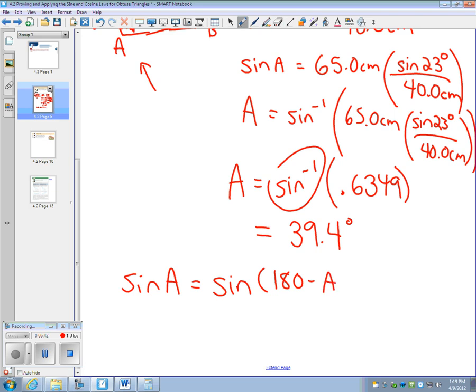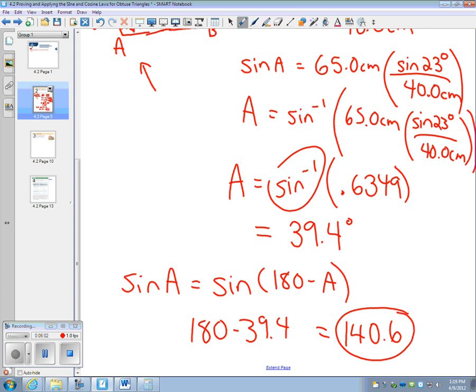So really, we got 39, but what we're going to do is go 180 minus 39.4. We get 140.6, and that makes a lot more sense.